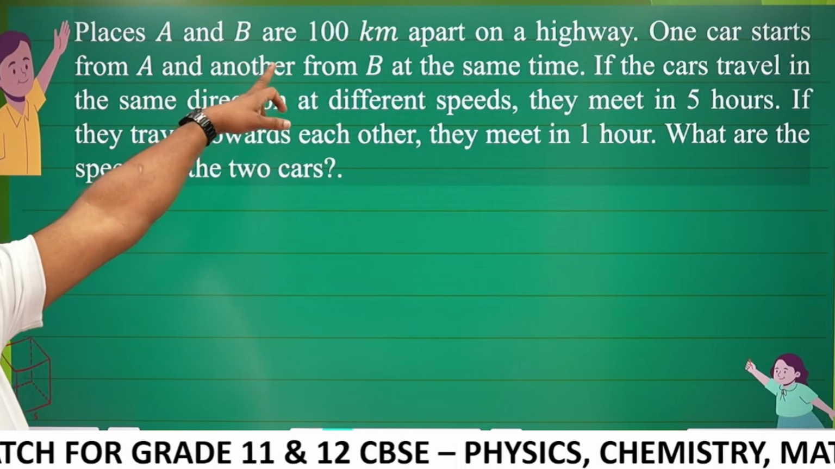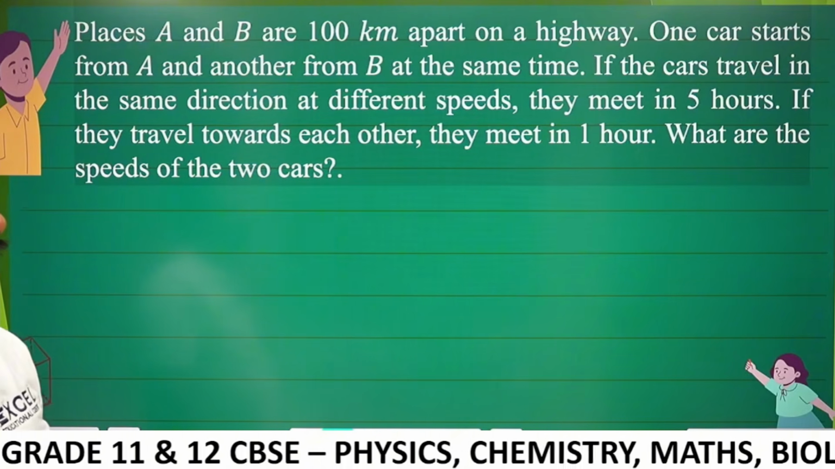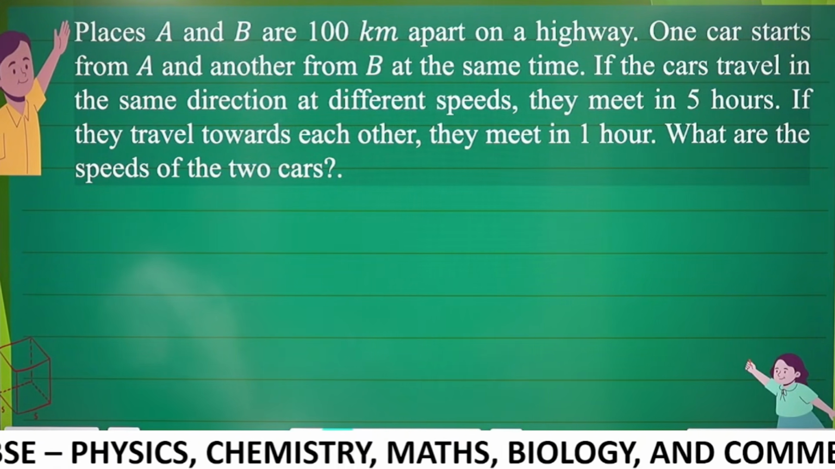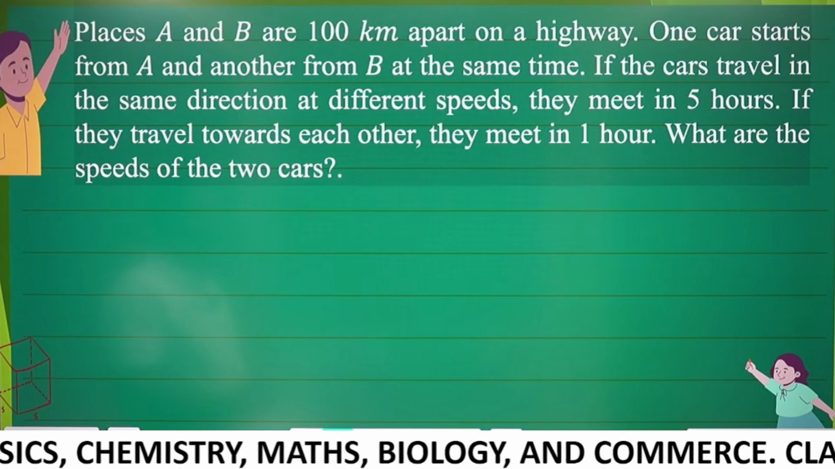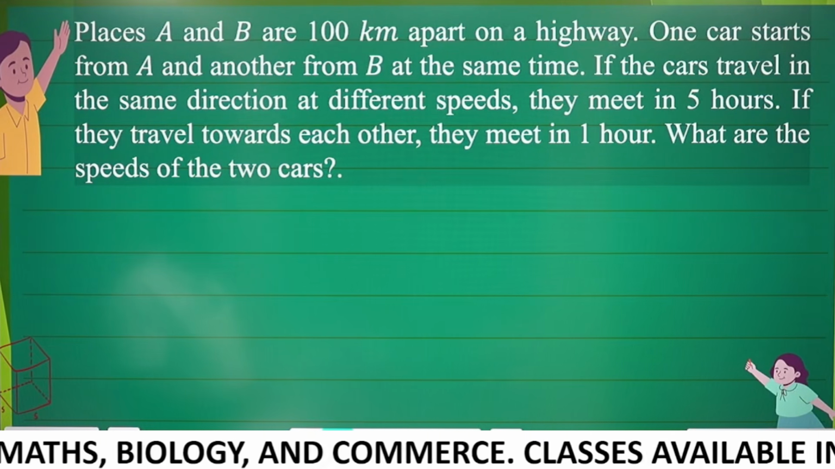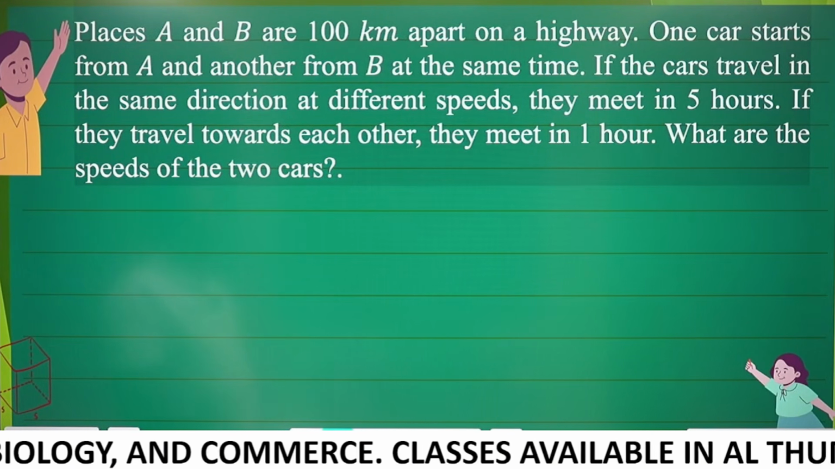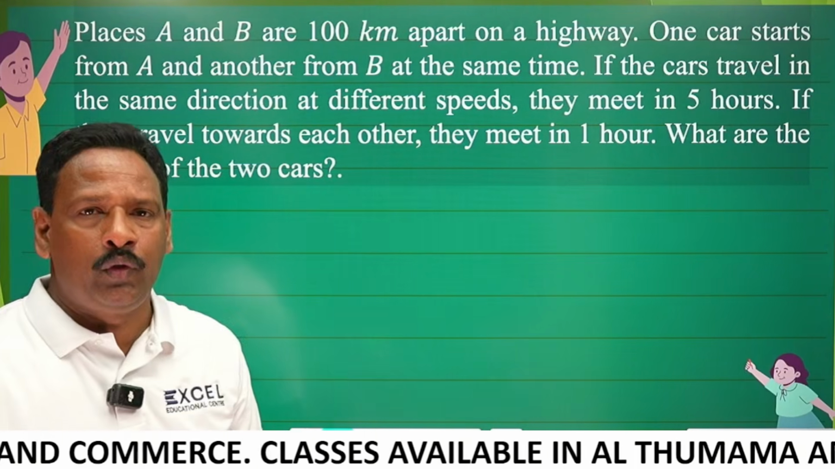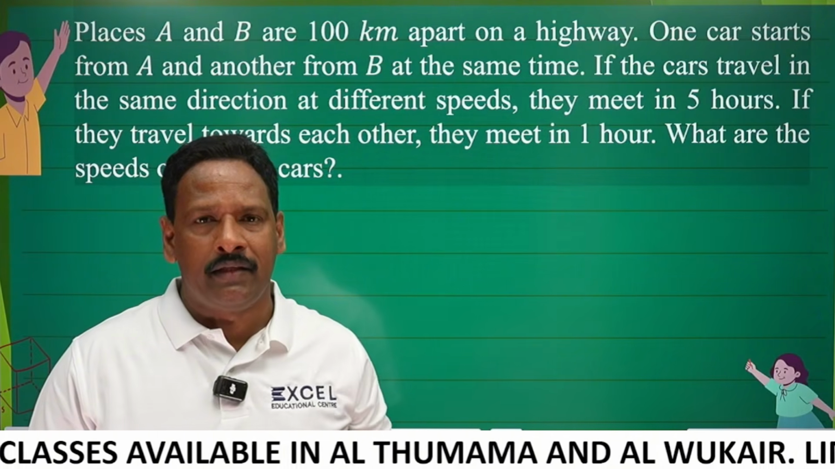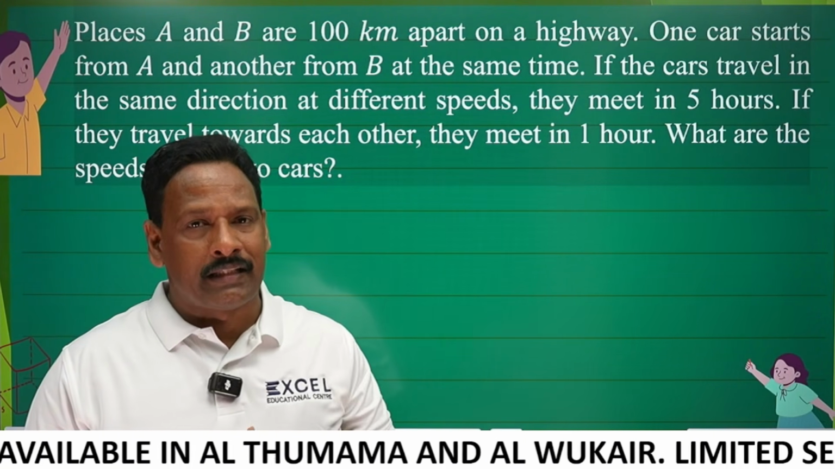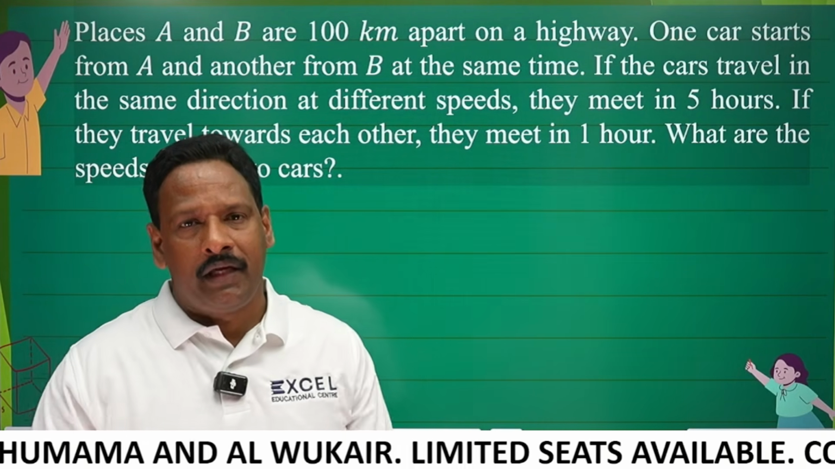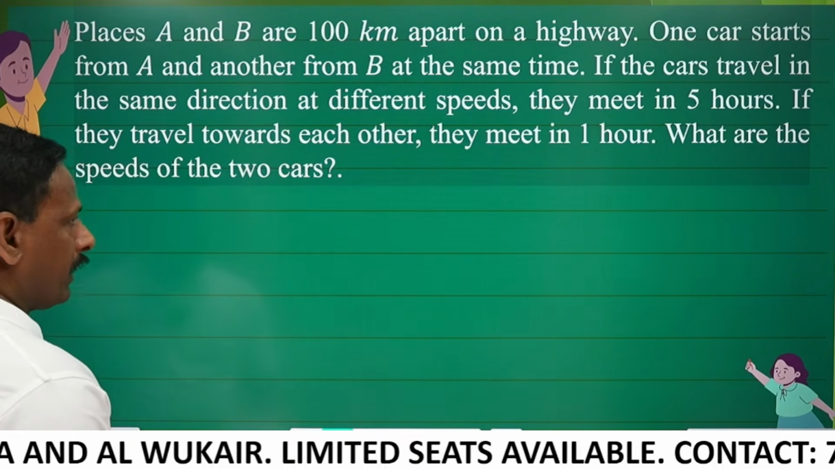Places A and B are 100 km apart on a highway. One car starts from A and another starts from B at the same time. If the cars travel in the same direction at different speeds, they meet in 5 hours. If they travel towards each other, they meet in 1 hour. What are the speeds of the two cars? So in this question, actually there are two cases. The first case is both the cars travel in the same direction, and the second case is both the cars travel towards each other. So here there are two cases.